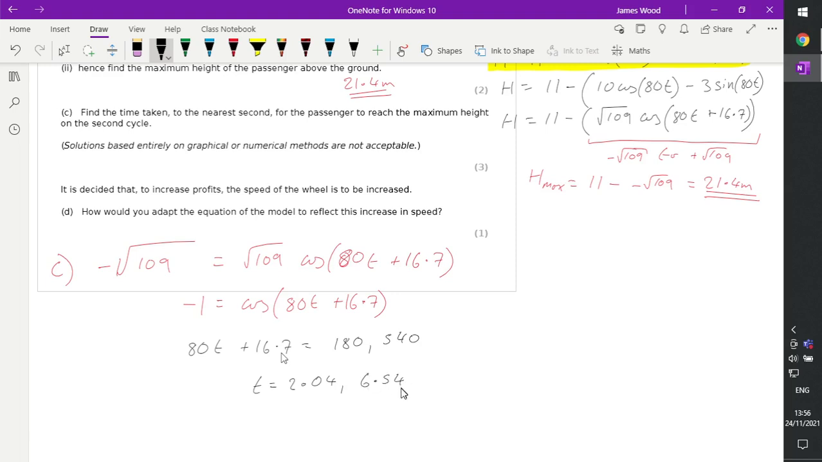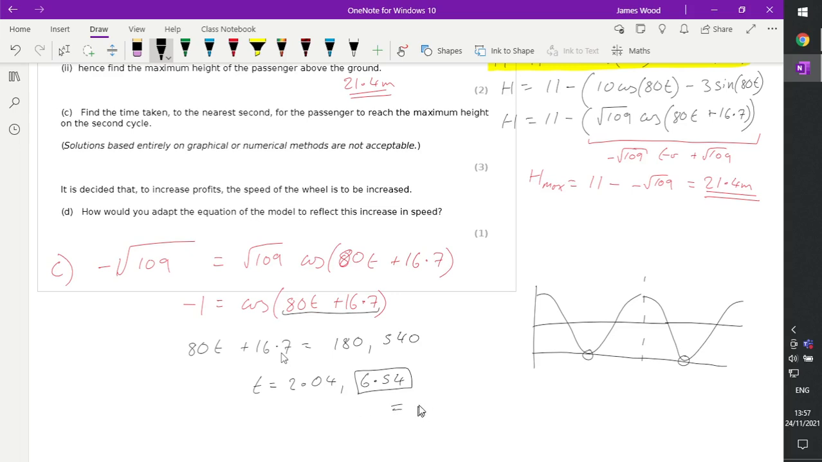Okay. So this 180 is the first cycle. Maybe let's think about the cos graph to help us here. So there's one cycle. And here's the second cycle. And we're looking for when it is minus 1. So we're looking for these 2 points here. So that's the first one at 180. Then on the second cycle, it's 540. So it's when this bit here is equal to 540 degrees. That's the second time that cos is minus 1. So 6.54, that's going to be the time I'm looking for.